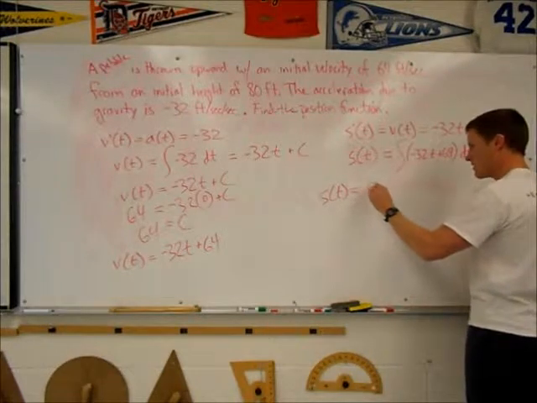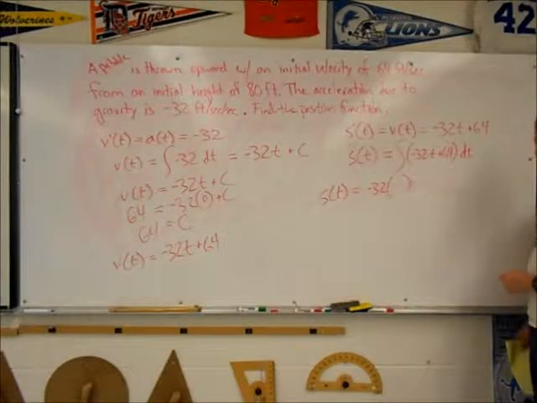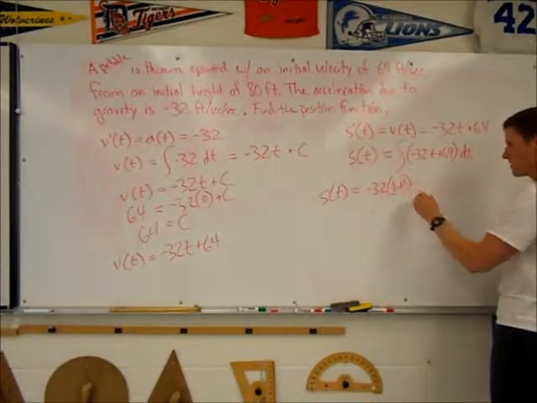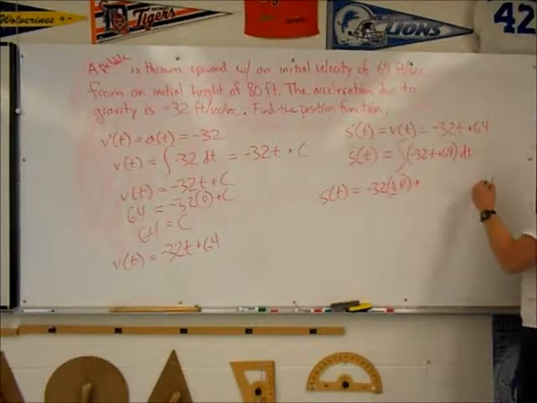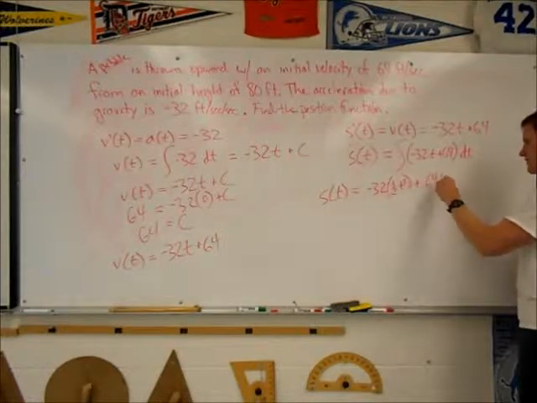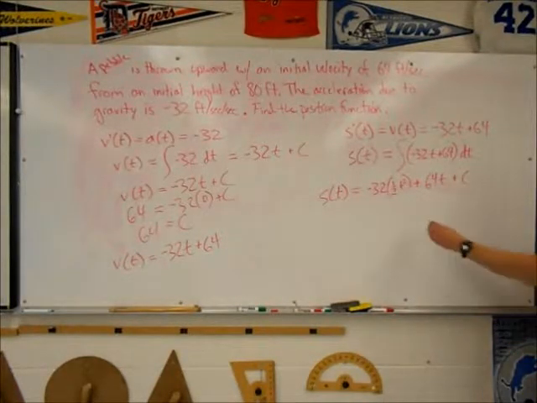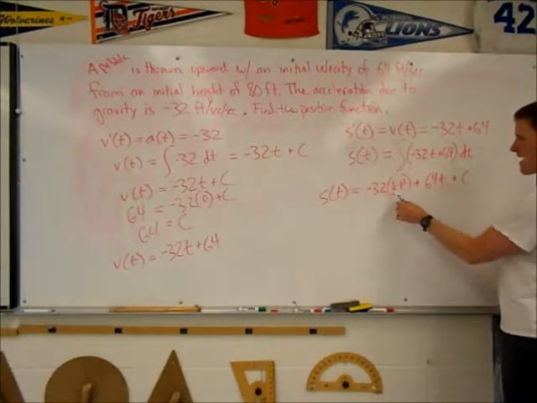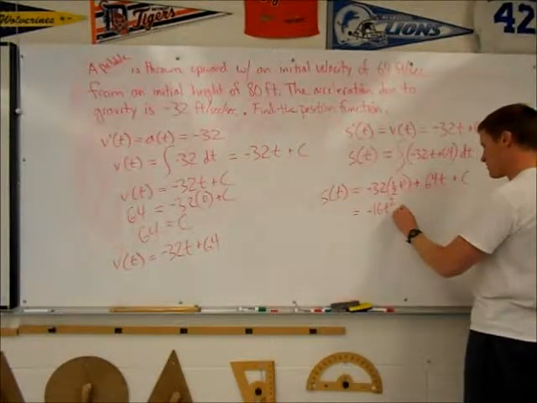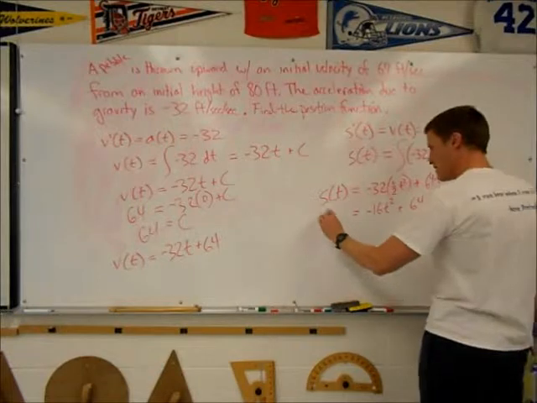That can be a constant. And I want an antiderivative of t. 1/2 t squared. Plus, let's use our sum rule here. 64, that's a constant, so that's pretty easy, 64t. And then don't forget the plus c. Half of 32 is negative 16t squared plus 64t plus c.